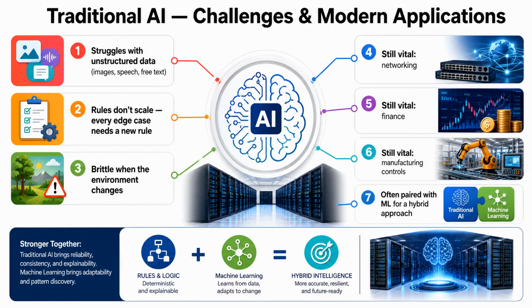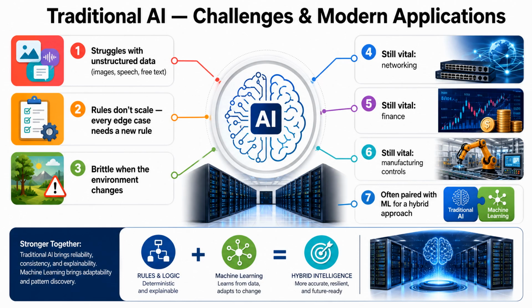So if traditional AI is so reliable, why isn't it the whole story? Look at the left column. 3 key challenges, and they're the reason deep learning had to come along. 1. It struggles with unstructured data. Handed images, speech, or freeform text, and a rulebook falls apart. There's no clean if-then for a photo. 2. Rules don't scale. Every new edge case means writing yet another rule, and before long you've got a tangle nobody can maintain. 3. It's brittle. Change the environment and the rules that worked yesterday break today.